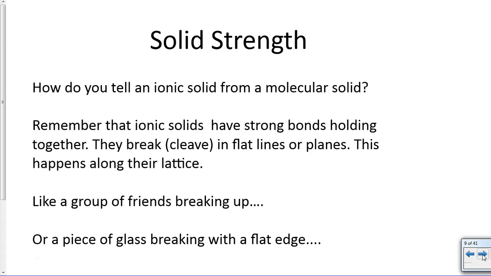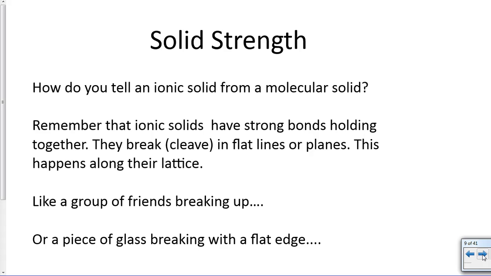How could you tell these two solids apart? Well, and this is where we can start to look at the strength of those bonds. One thing here is if we look at them physically, they can break and cleave in flat lines or planes. Now, that's kind of like a textbooky definition. And then the textbook would go on to say that this happens along their lattice work.